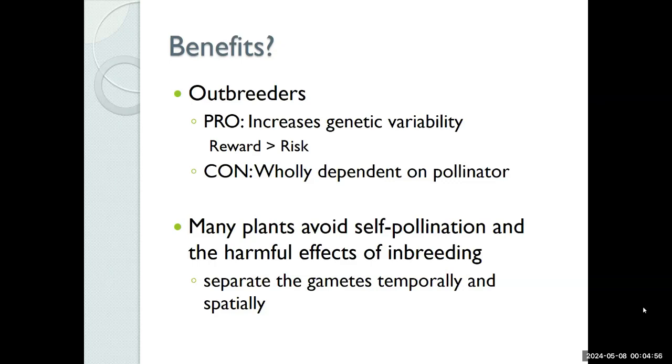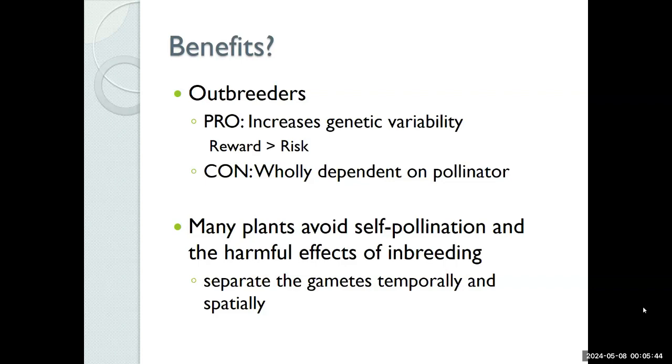The con of an outbreeder is they are wholly dependent upon their pollinator. And that means, what happens if your pollinator doesn't show? What happens if your pollinator becomes extinct? What happens if that year there is no rain or wind or other natural event that helps in your dispersal? So oftentimes we see plants have a dual strategy. Their priority is to outbreed, and they will have structures or strategies in place to avoid self-pollination, but they might have a backup plan that in a pinch will allow them to do so if needed.